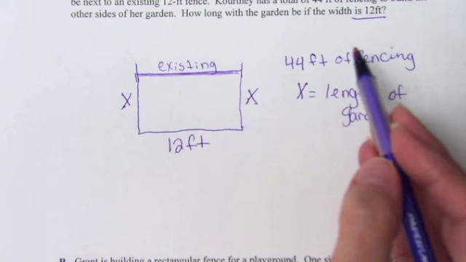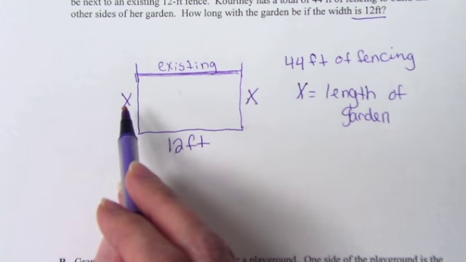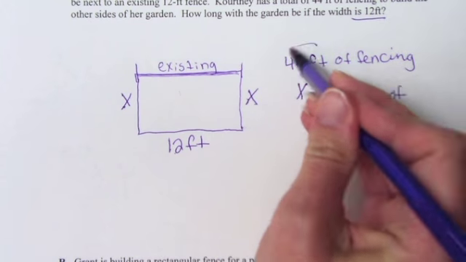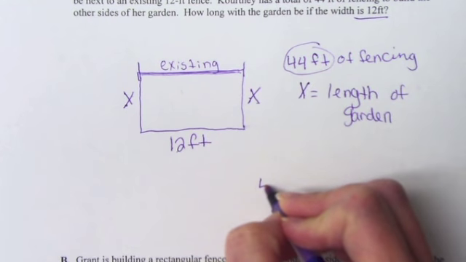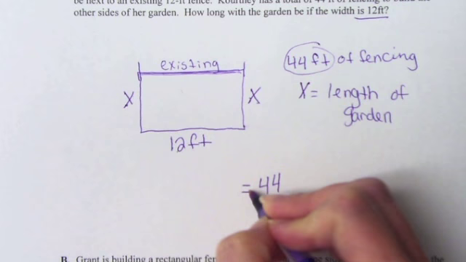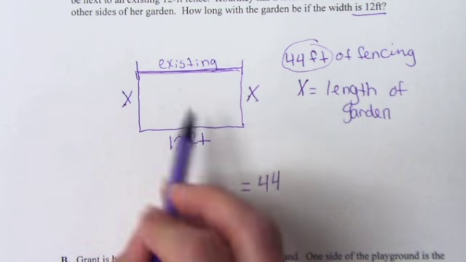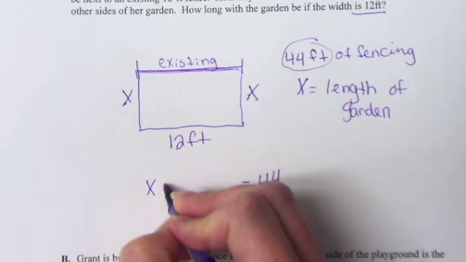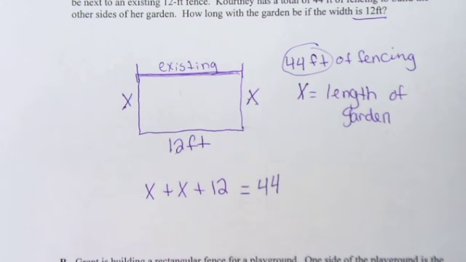It's asking how much fence we have to use. When we're measuring fence all the way around, that's perimeter. So the perimeter is going to have to be 44 feet, because that's the fencing that we have. Now to calculate that perimeter, all we do is add up all the sides. We don't need to include the existing side. So we're going to take x plus 12. All of this added up together has to be 44.